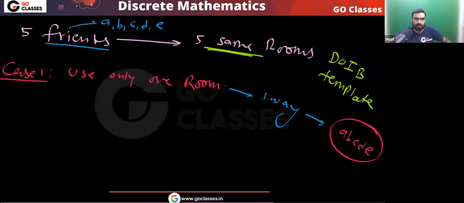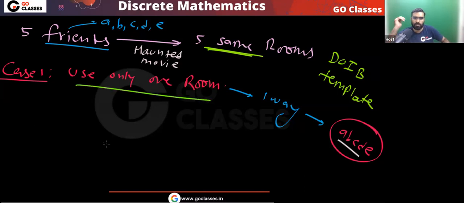If this is a haunted movie, then this is a smart move, right? Let's assume this is a haunted movie. If you are watching this movie, what will you say? Then you will say it is a smart move that they are all together. They are only using one room. So only one way.